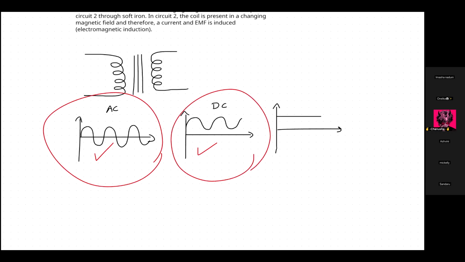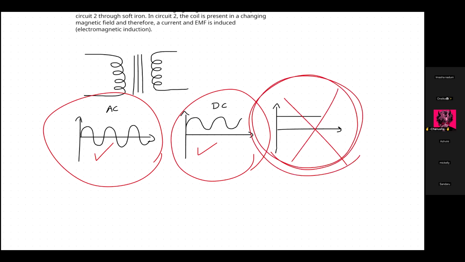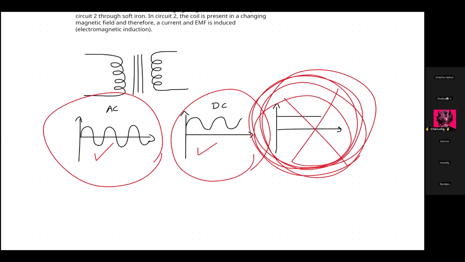This one we can't use. If circuit 1 is set with such a constant current, the magnetic field produced in circuit 1 is also constant. Then that magnetic field will pass through the soft iron to circuit 2. That will also be a constant magnetic field. Then the magnetic field is constant and the coil is stationary, so no electromagnetic induction.